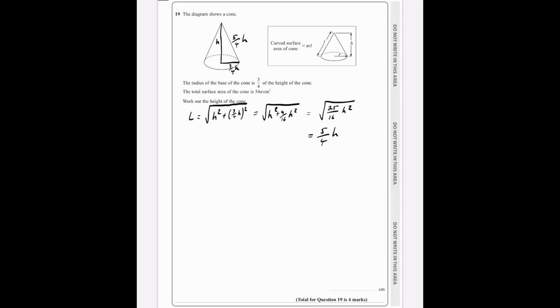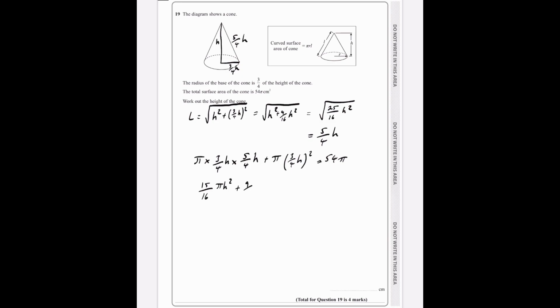So using pi r l for the curved surface area, pi times the radius 3/4 h times the slant height 5 over 4h. Add the circle on the bottom, pi r squared, pi times (3/4 h) all squared, equals 54 pi. That's what it tells us in the question for the surface area. All that remains is for us to now solve this equation to find h.